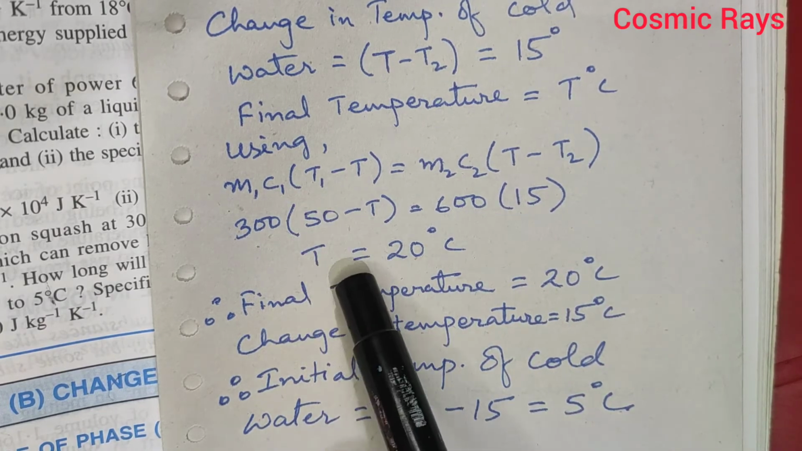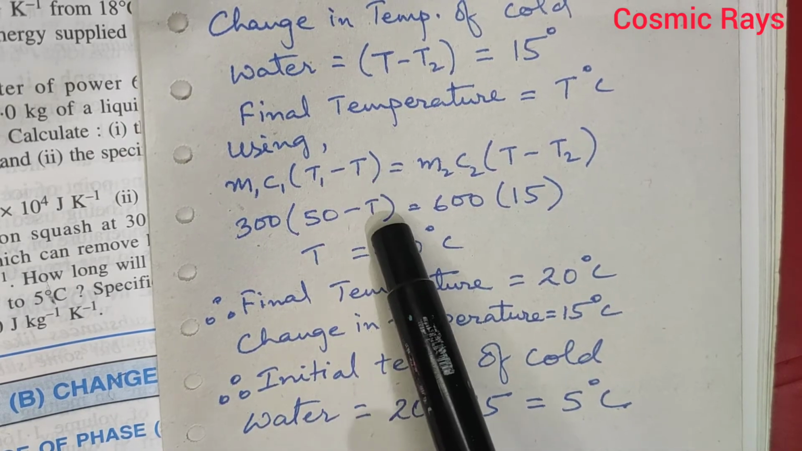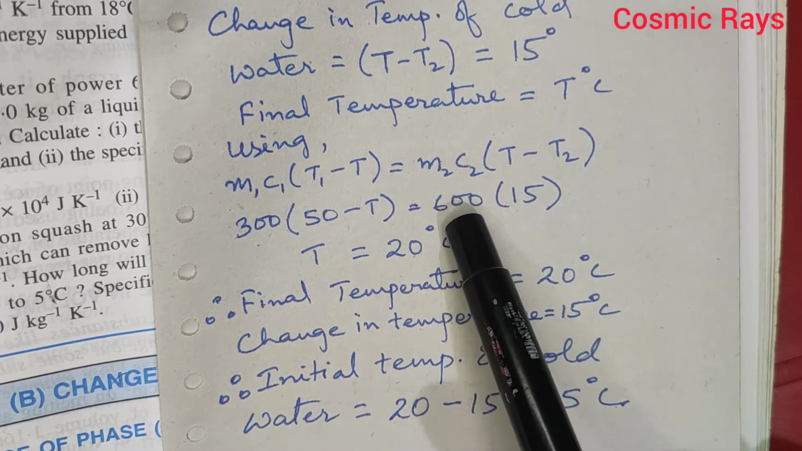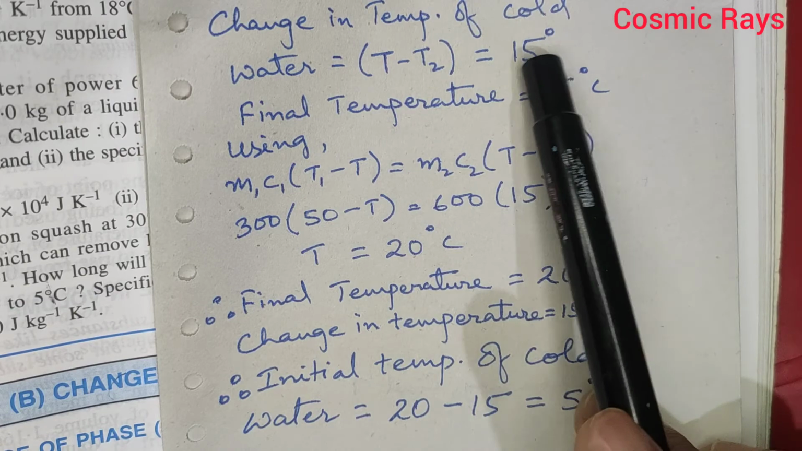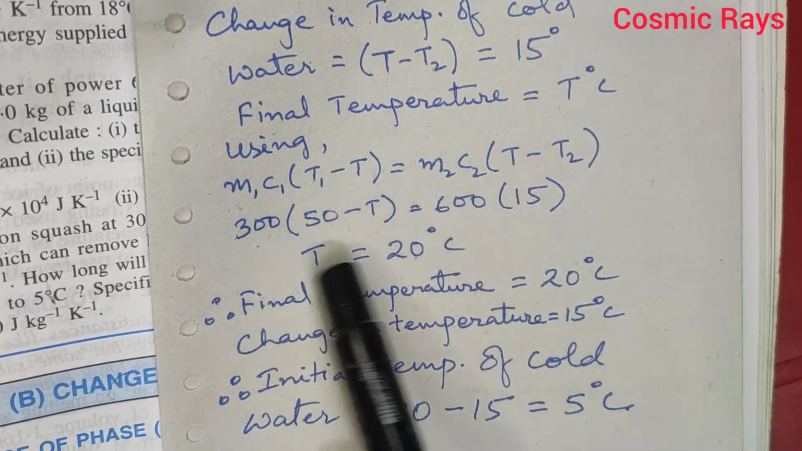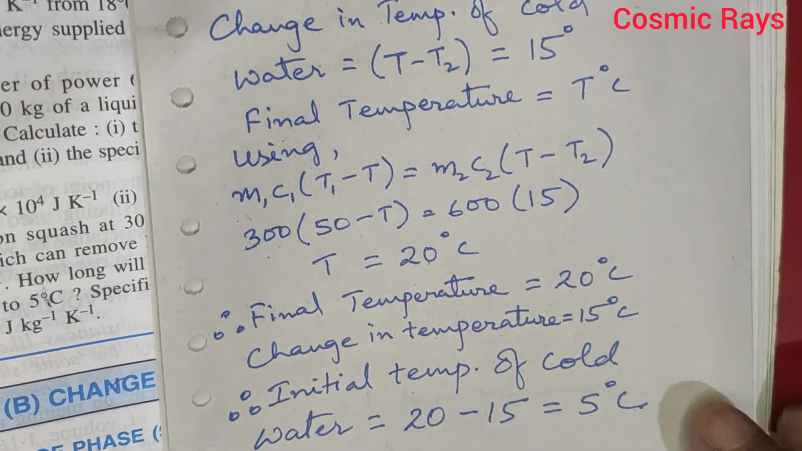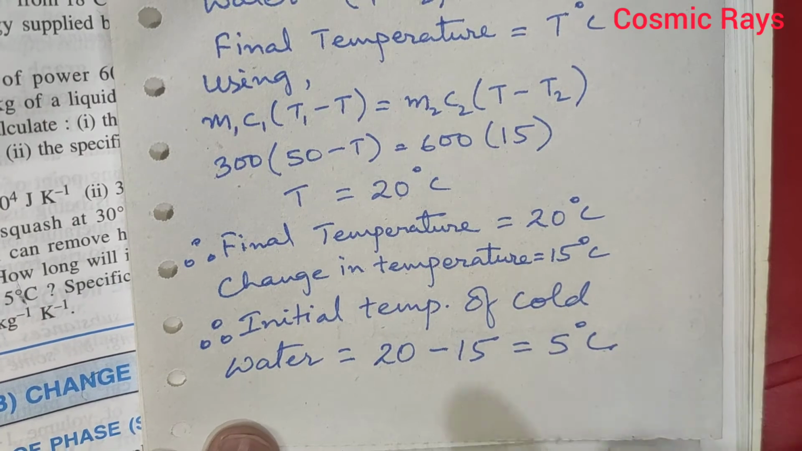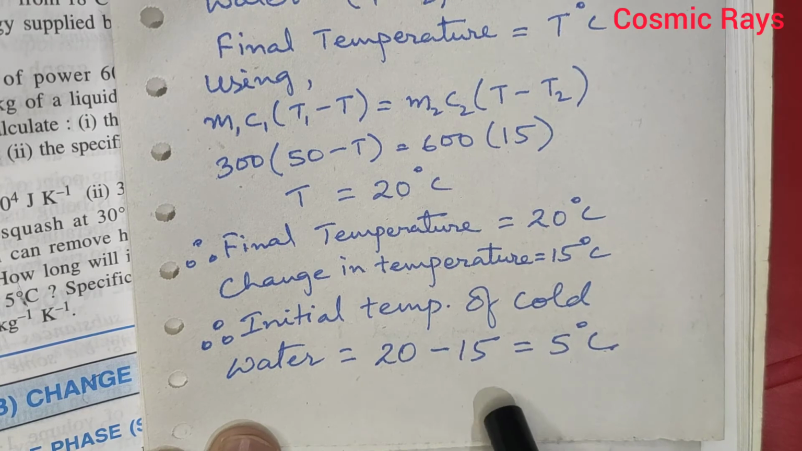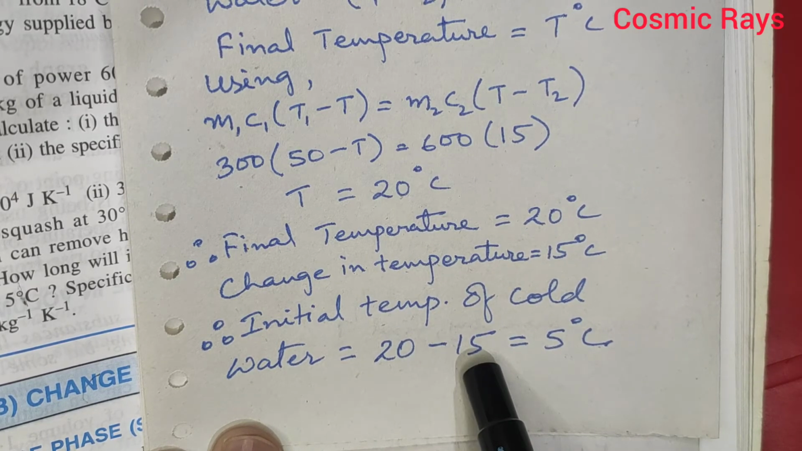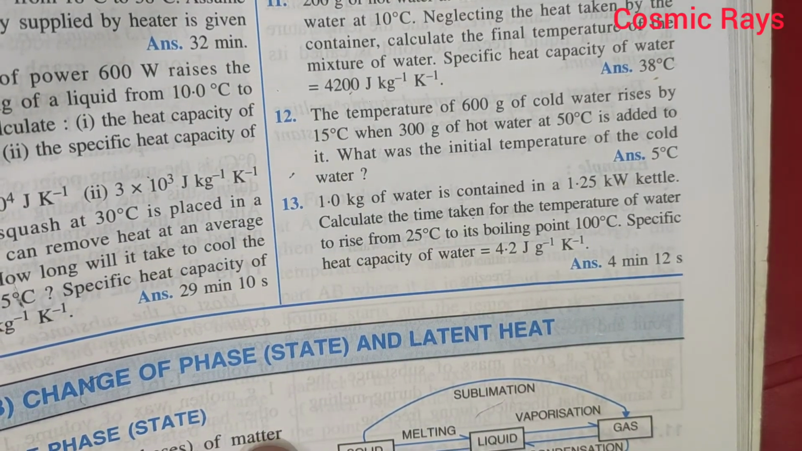We put the values again. C1 and C2 cancel out. M1 is 300, T1 is 50, T we will be finding out. M2 is 600, T minus T2 is 15 degrees. So we put the values, T minus T2 as 15. After calculation it comes out to be 20 degrees. So when the final temperature is 20 degrees and change in temperature is 15 degrees, the initial temperature would be final minus the change in temperature, that is 5 degrees Celsius, which is the answer.